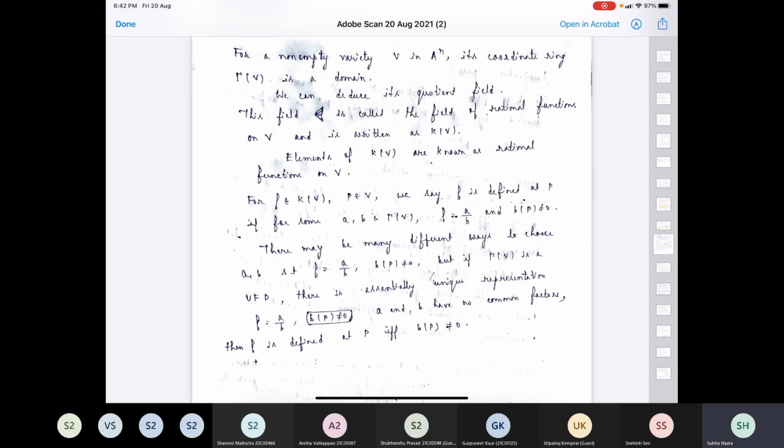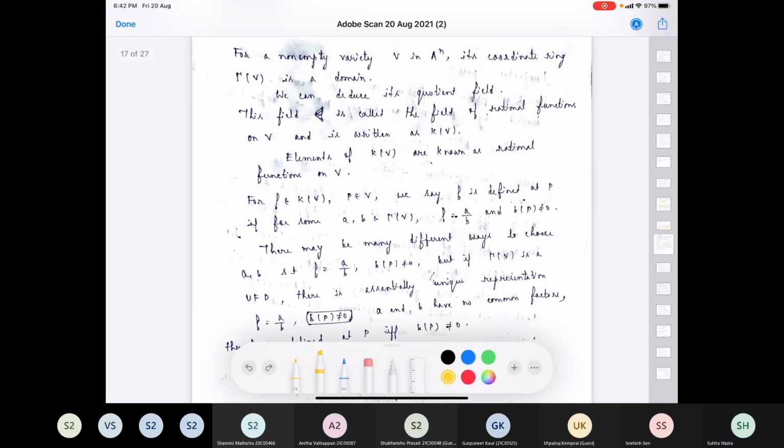So there may be many ways to choose A, B such that F equals A/B with B(P) non-zero. But if Γ(V) is a UFD, there is essentially a unique representation. It's very clear: F equals A/B, where A and B have no common factor, then F is defined at P if and only if B(P) is non-zero. This is for F belonging to K(V) and P belonging to V; we say F is defined at P.